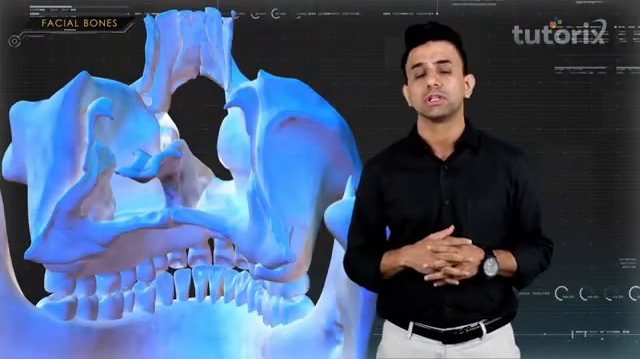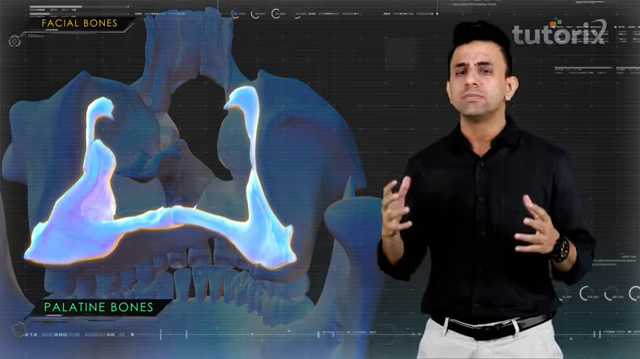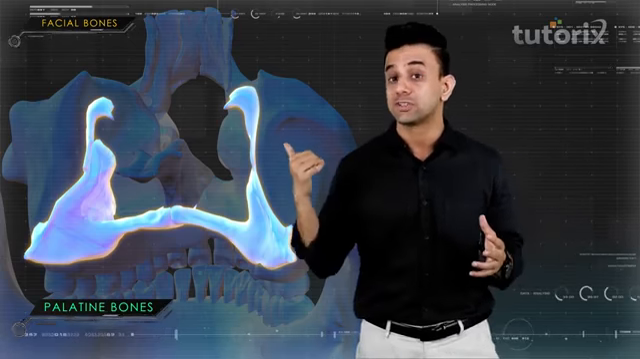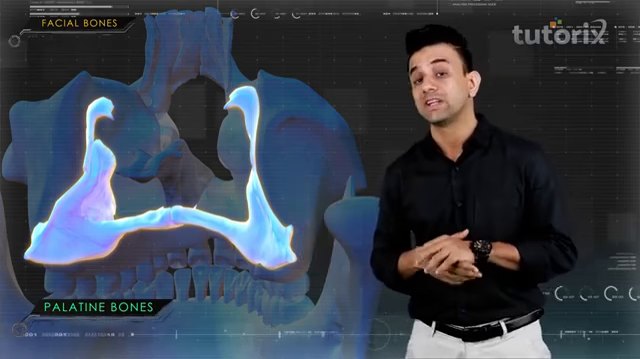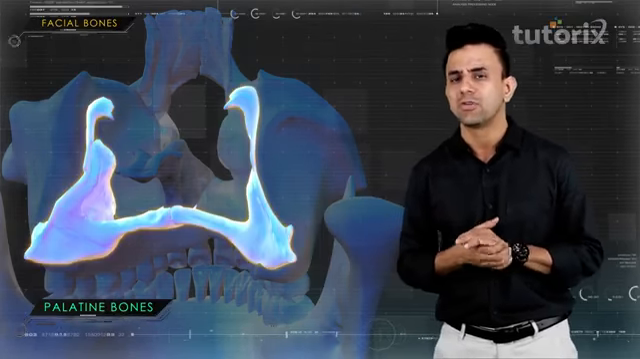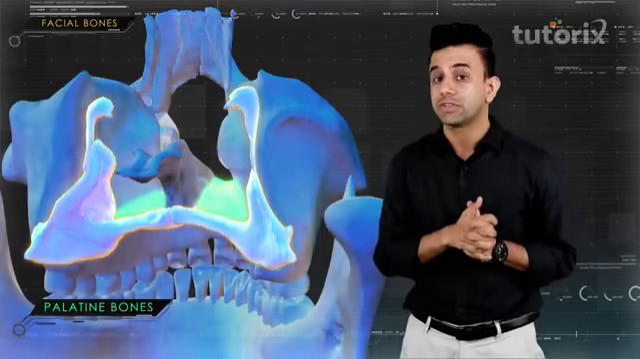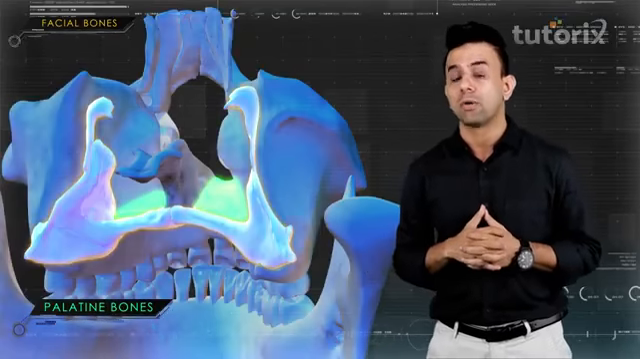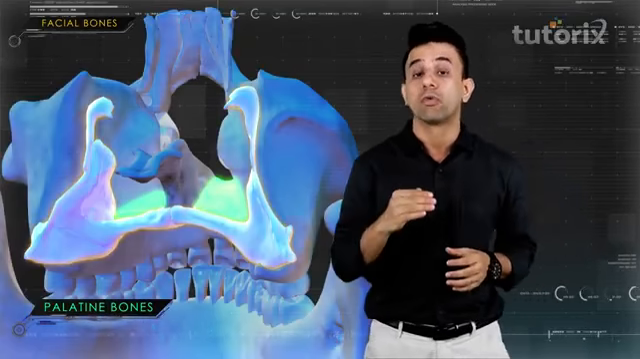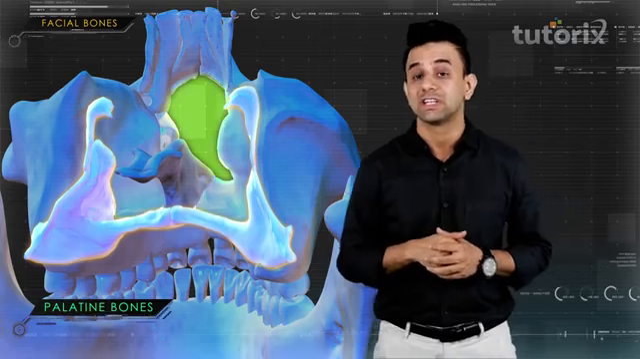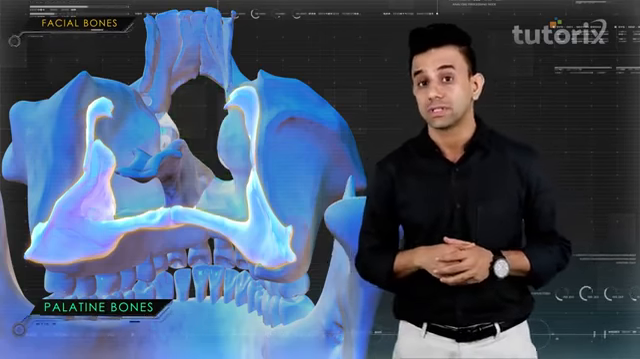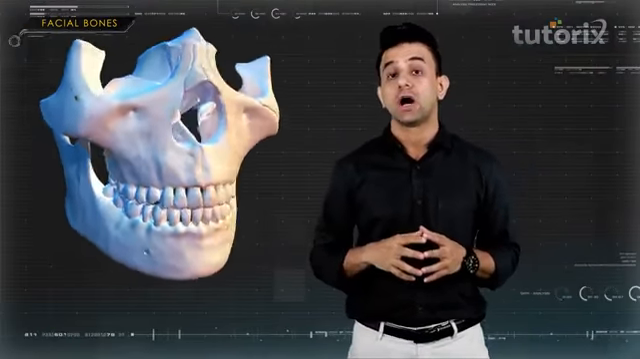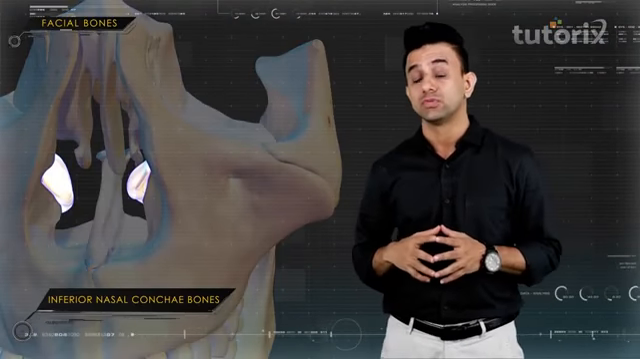Let's now talk about the palatine bones. The palatine bones are also paired, that is, these are 2 in number, and these are L-shaped. Now where are these present? Well, the palatine bones form a part of the posterior region of the hard palate and also form a part of the floor and the lateral wall of the nasal cavity, as well as part of the floor of the orbit. Next, we shall talk about the inferior nasal conchae.